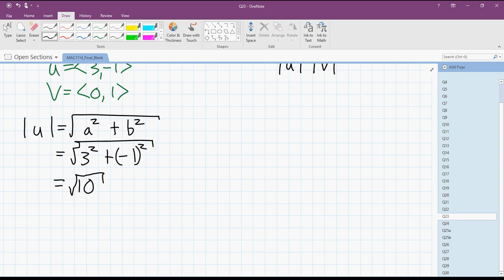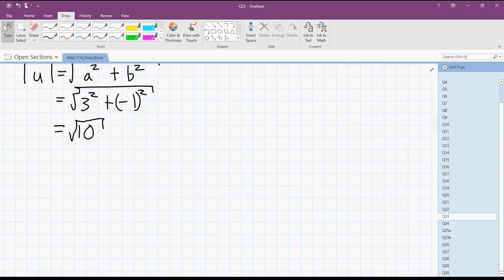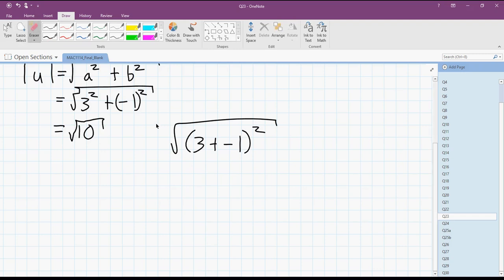Nope, because of the addition, you can't do that. Think PEMDAS. The square root acts like a giant parenthesis. If you had something like this, then the square root cancels the square. But it doesn't work the other way around.